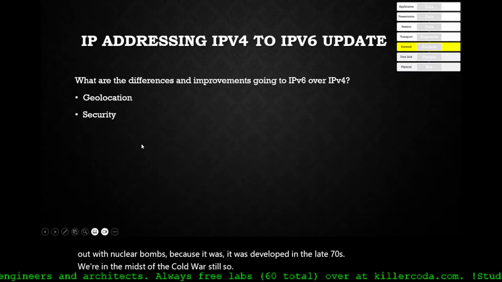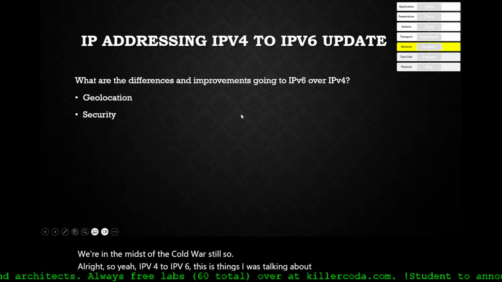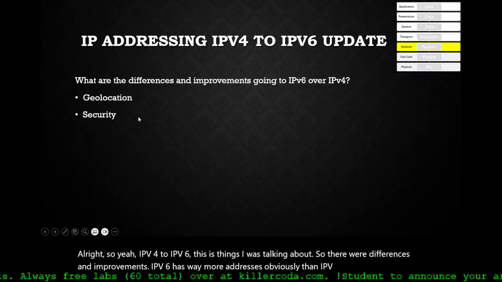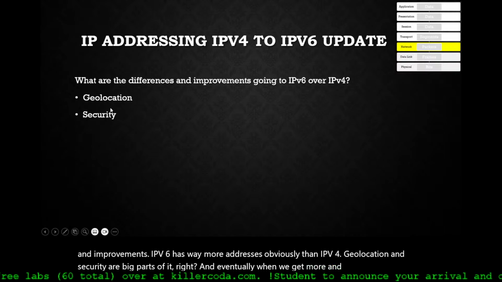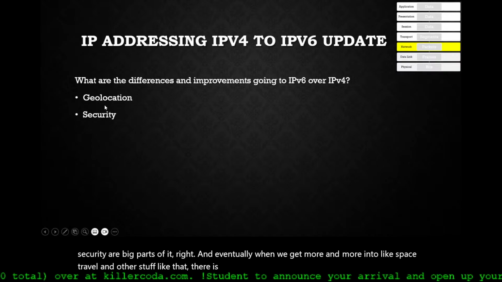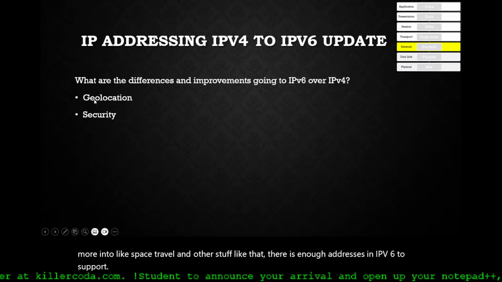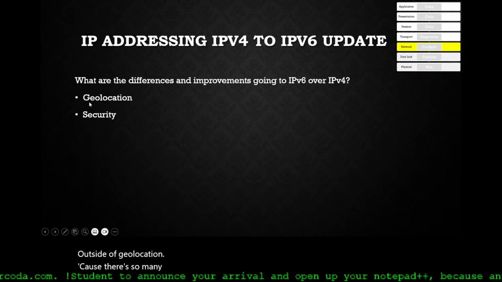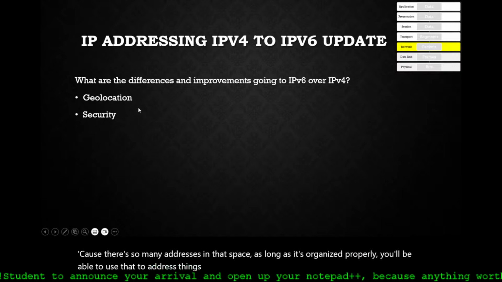All right. So, IPv4 to IPv6. This is what I was talking about. What are the differences and improvements? IPv6 has way more addresses, obviously, than IPv4. Geolocation and security are big parts of it. And eventually, when we get more and more into space travel and other stuff like that, there are enough addresses in IPv6 to support even outside of geolocation, because there are so many addresses in that space. As long as it's organized properly, you'll be able to use it to address things even off of Earth, right?